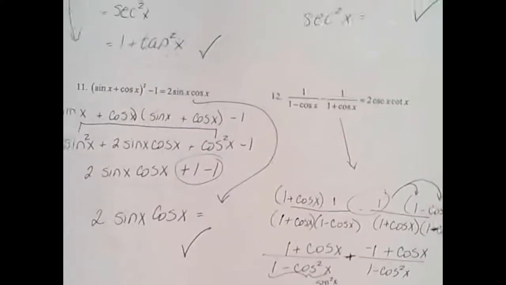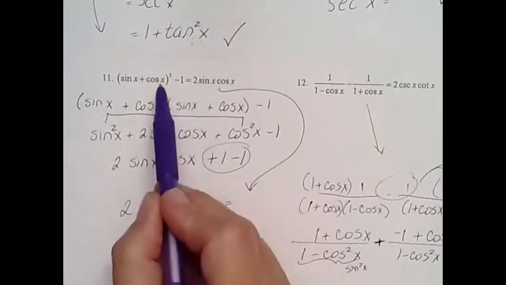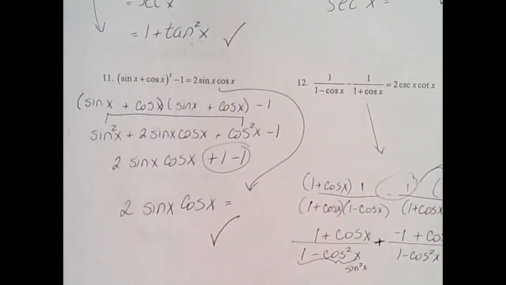Number 11. Okay. For this guy here, it doesn't say cosine squared x like all of the other guys.